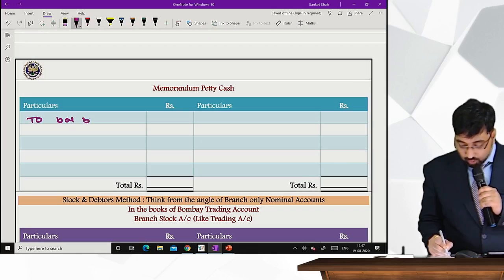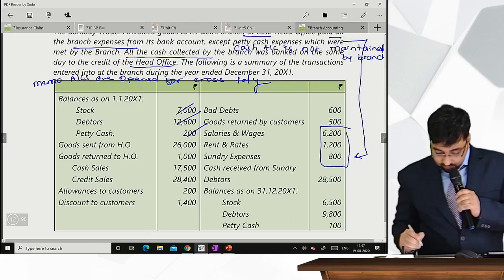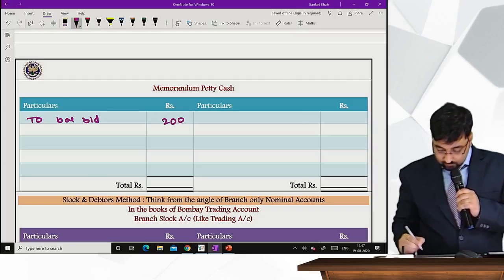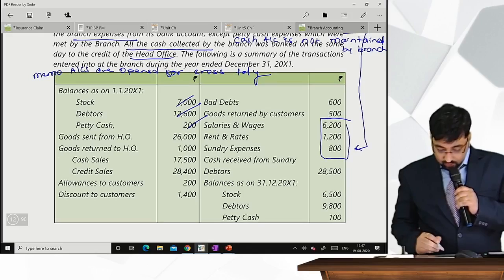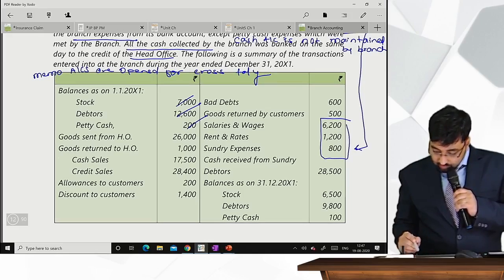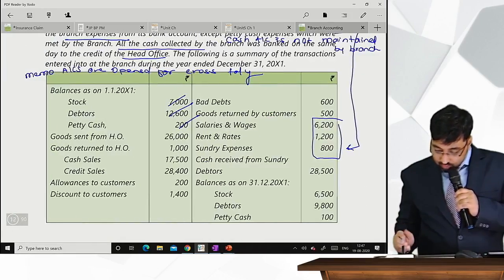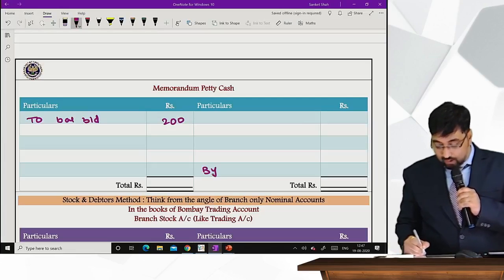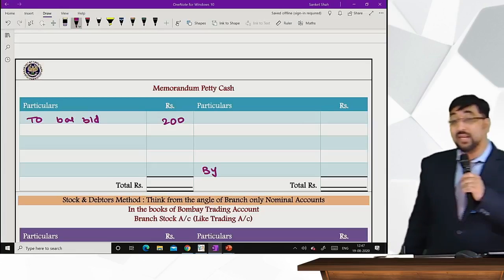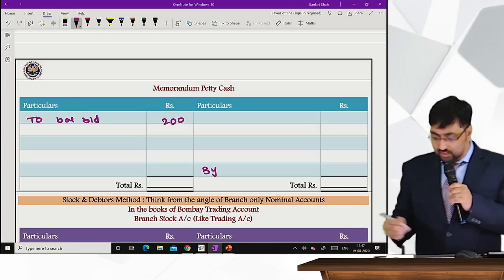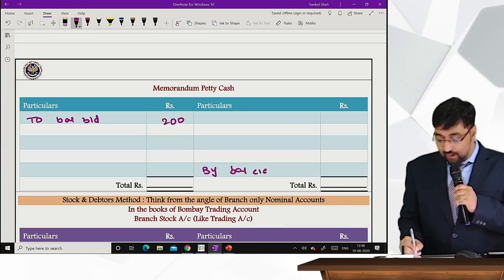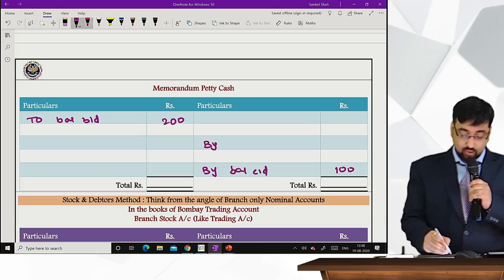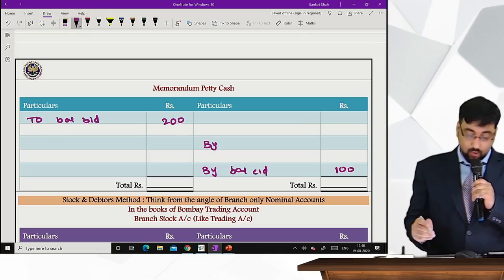So two balance brought down. Yes, tell me what is the amount? 200. Then you have only petty cash closing balance. I think you have not remitted for petty cash, so branch is not receiving any amount for petty cash. Just branch has opening balance and closing balance. It means partly expenses paid by branch from petty cash.